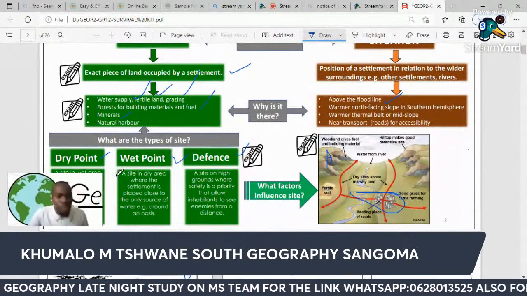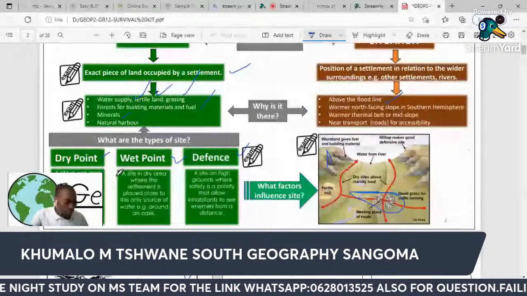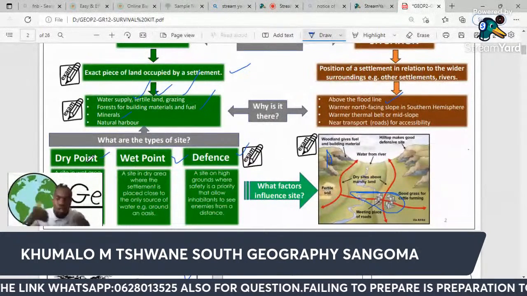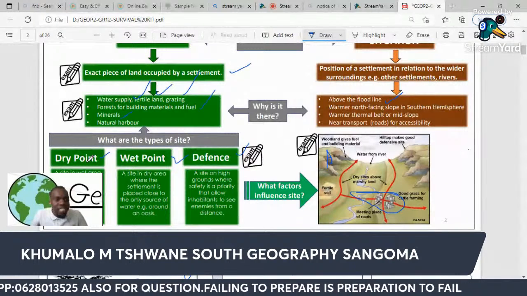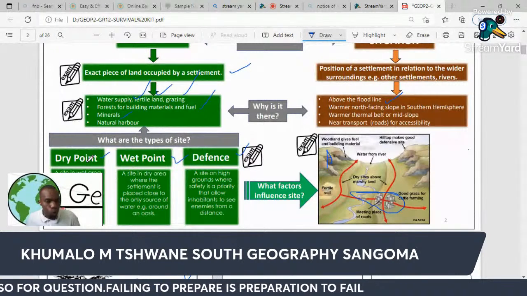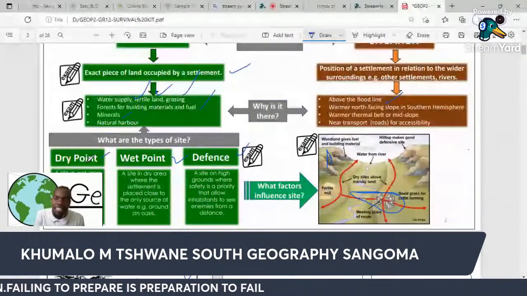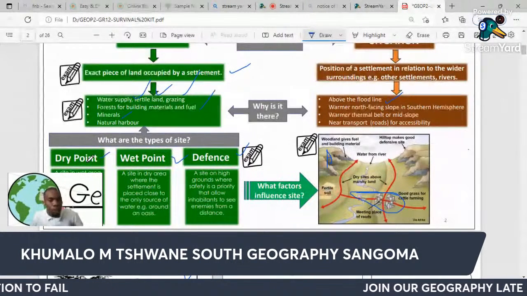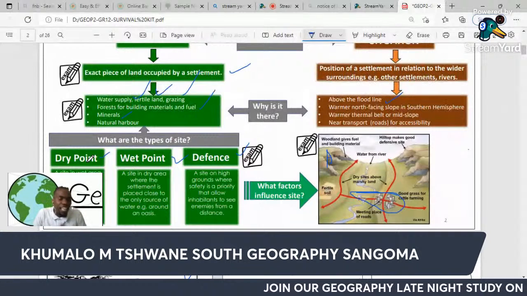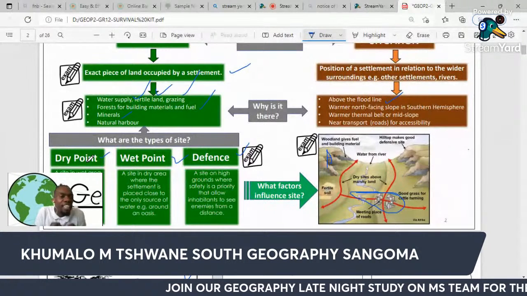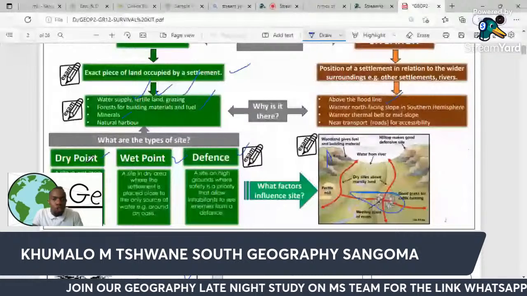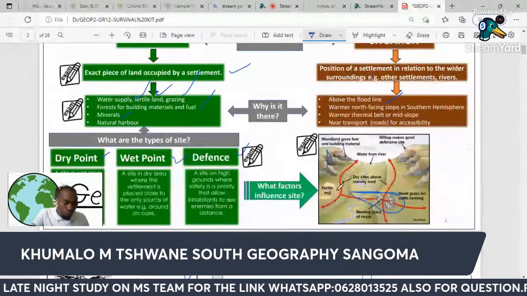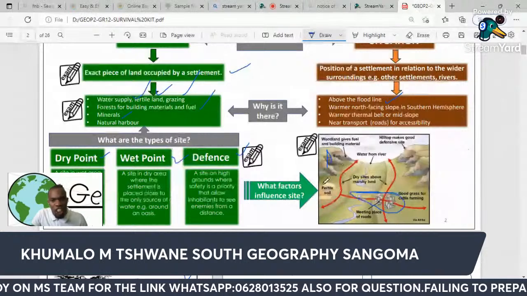Take this in this regard, grade 12. A dry point settlement will be that settlement that is found in a wet area. So people in that area decide to build their houses away from the water source, because they're afraid of things like floods, because water is available. So they decide to build their houses far away from the rivers to avoid such natural disasters.